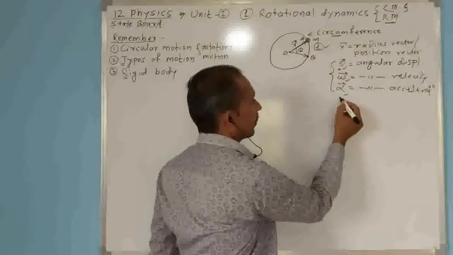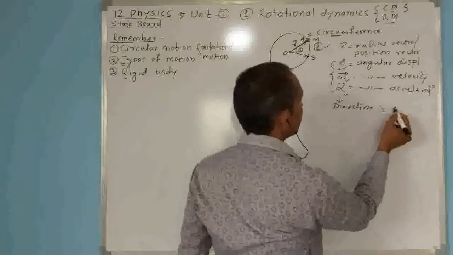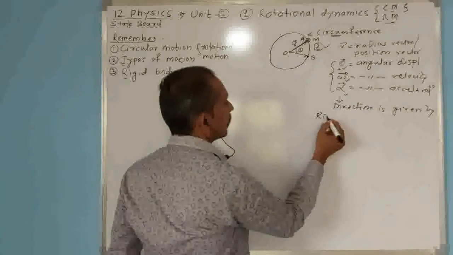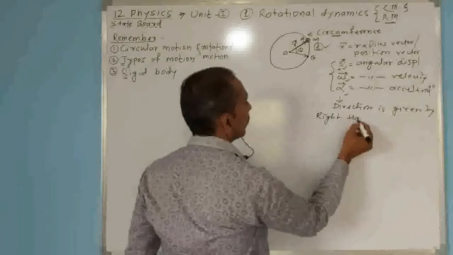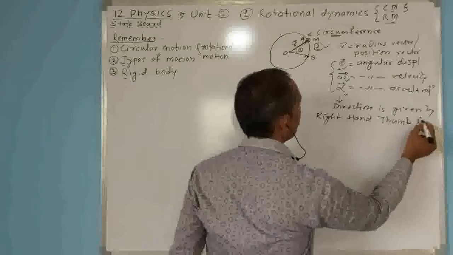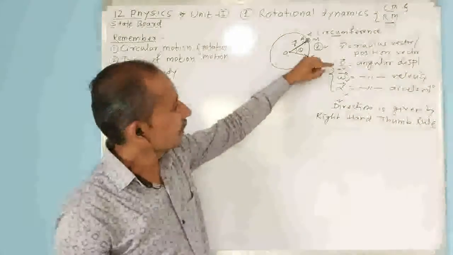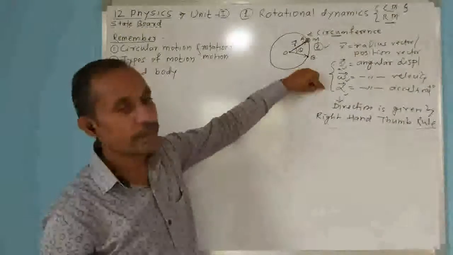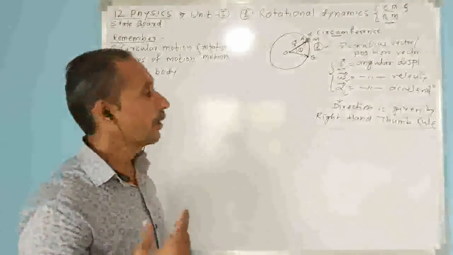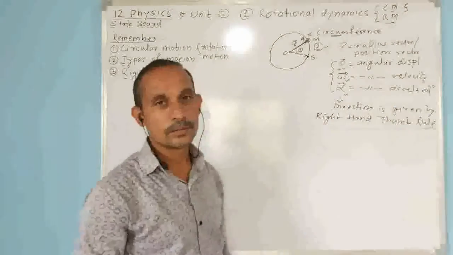and the direction is given by the right hand thumb rule. The direction of theta, the direction of omega, and the direction of alpha is given by the right hand thumb rule. So how do we decide the directions? By using the right hand thumb rule.